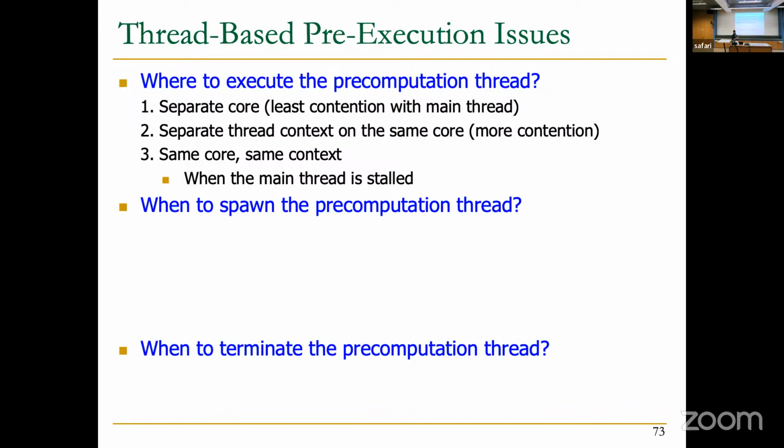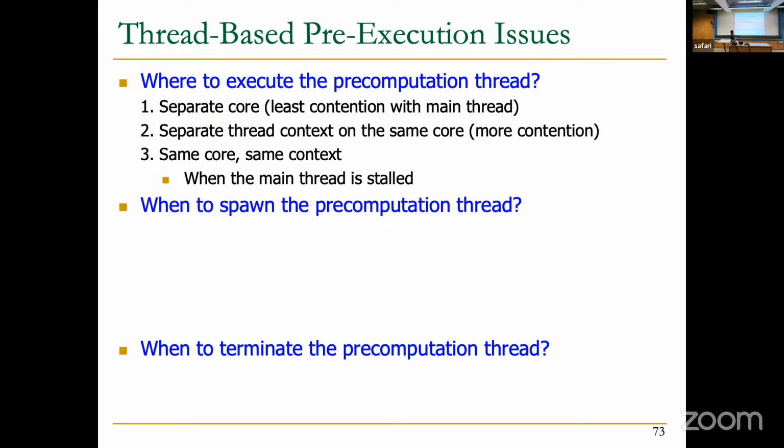Or maybe we can execute in the same core, same context, but obviously we cannot stall the main execution, because that's the whole goal of improving performance. If you stall the main execution for the sake of aiding the main execution, there is no point. So you have to opportunistically find cycles where the main execution context is idle or stalling. Then you can use those cycles for executing the speculative thread.